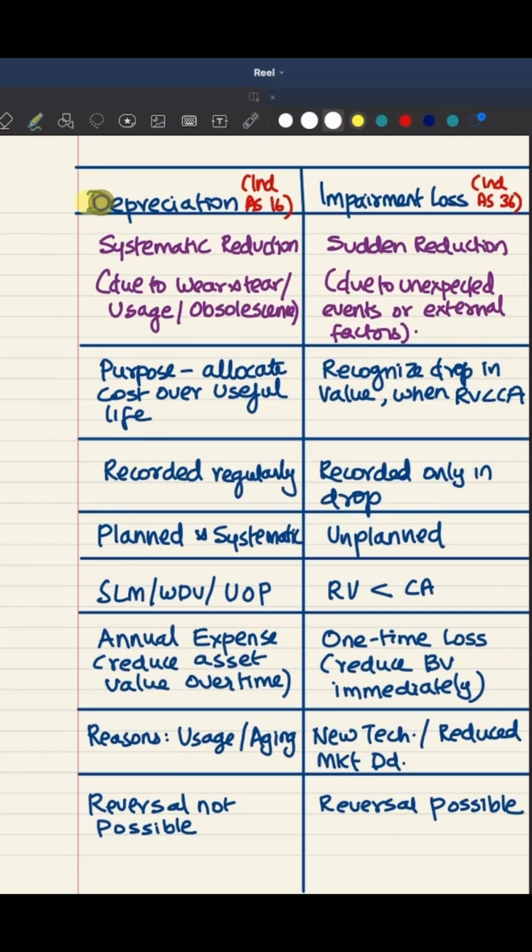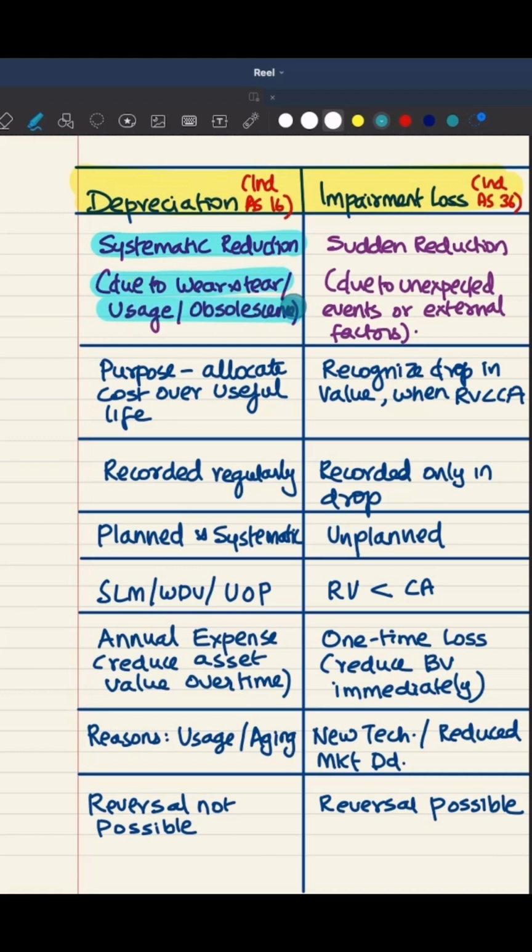And now it's time for us to understand the difference between depreciation and impairment loss. Depreciation is governed by Ind AS 16 and impairment loss is governed by Ind AS 36. This depreciation is a systematic reduction. Already I told you, we are basically allocating the cost of the asset over its useful life because of wear and tear, usage or obsolescence.